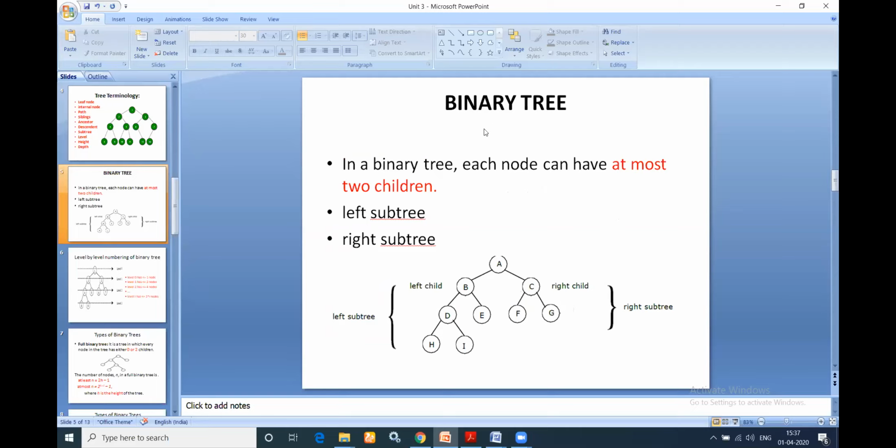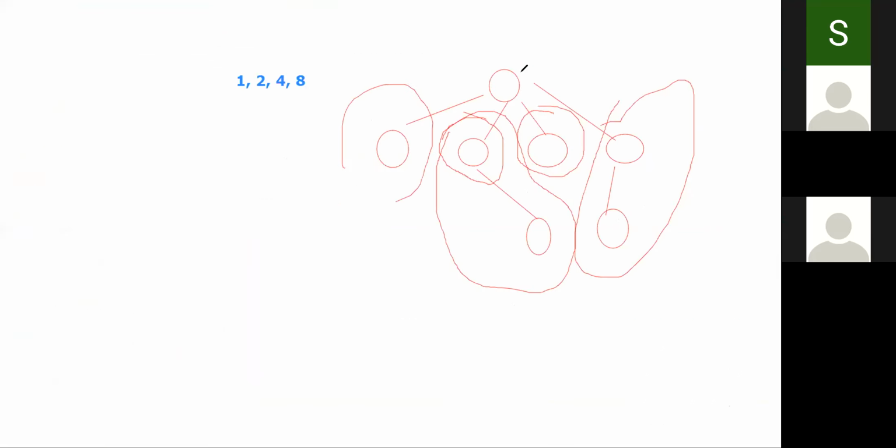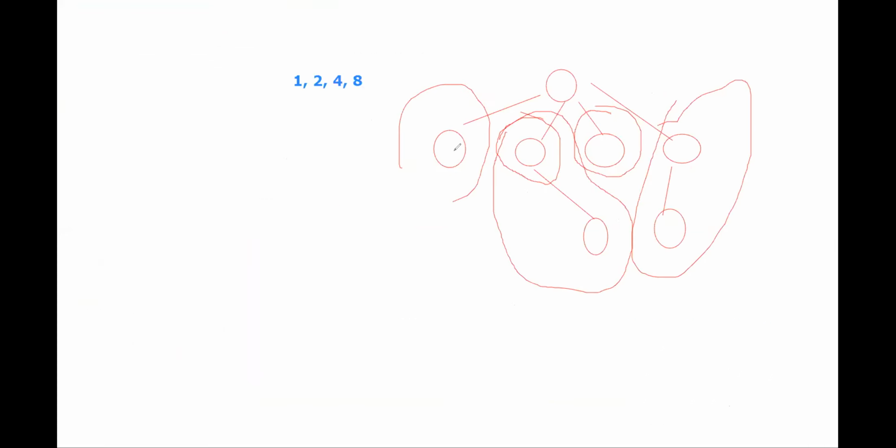One of the types of tree is the binary tree. In a binary tree, we have at most 2 children. When I show in the whiteboard, how many children are there for this root node? 4. 1, 2, 3, 4. A node can have any number of children. A general tree is one where any node can have any number of child elements. For example, this can have any number of children. This can have 5 children also. It is a general tree.